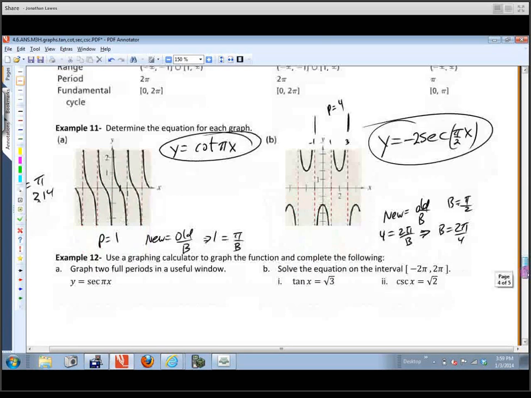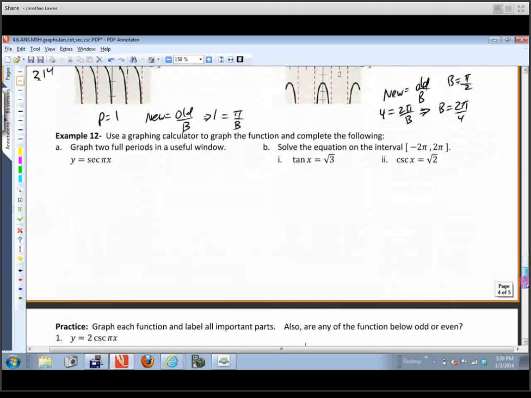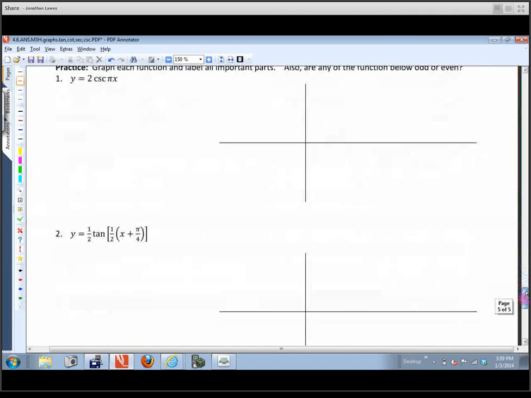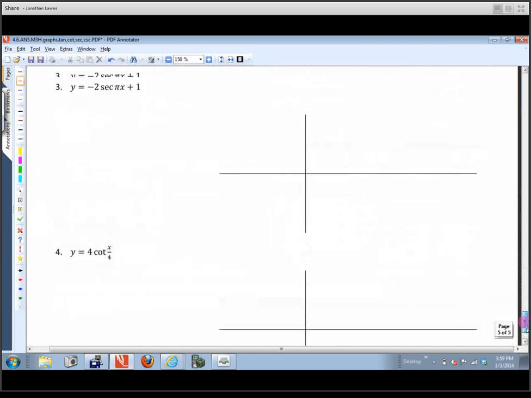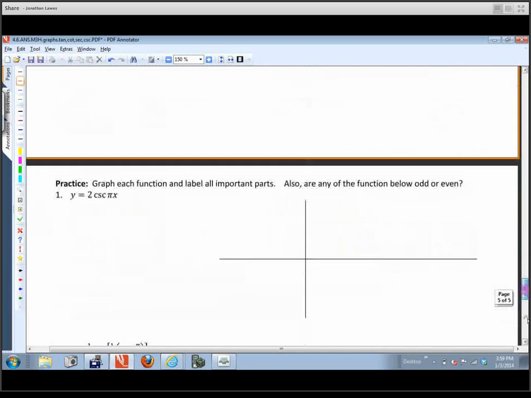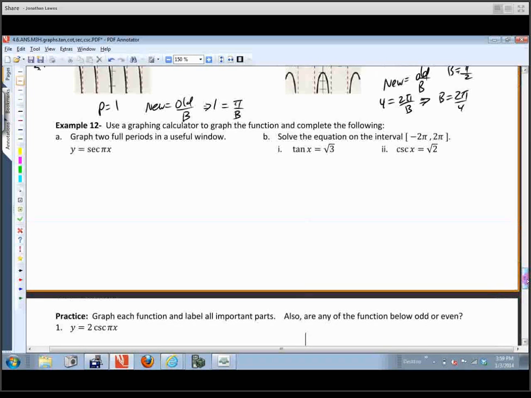So hopefully that's good enough with that. Let's turn our attention to these last couple of problems. I've got several that we want to graph here. So about 6 more that we're going to graph. And hopefully this goes relatively quickly. Some of these we can do on the calculator.